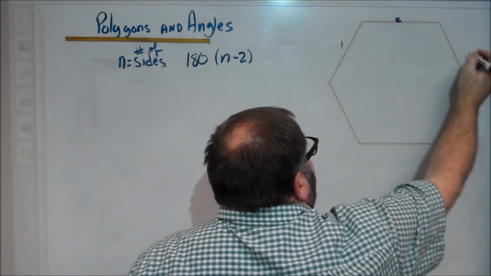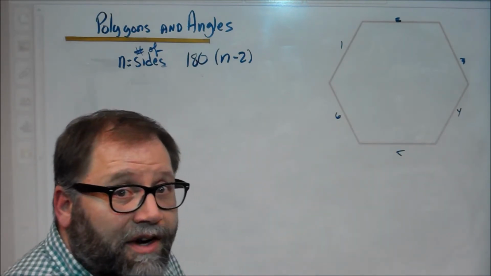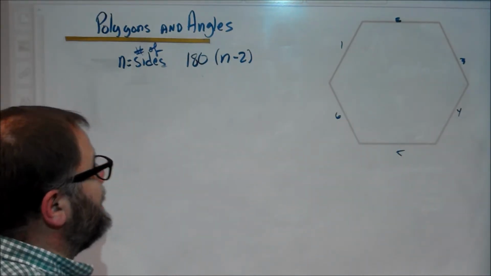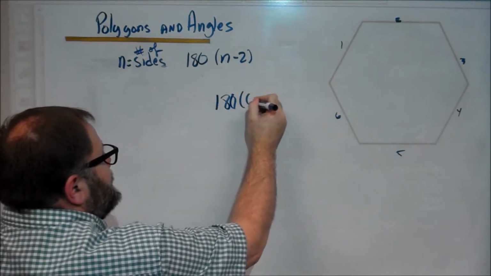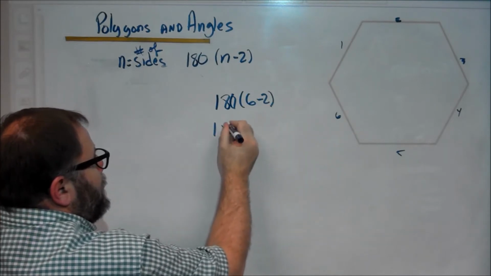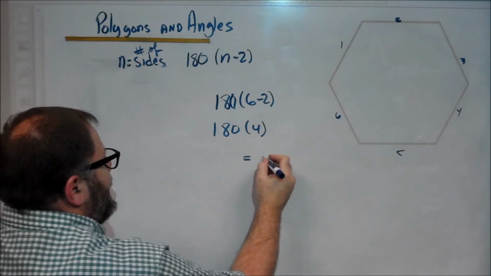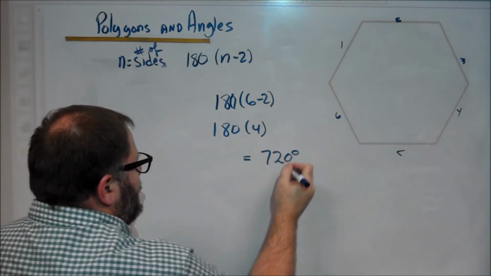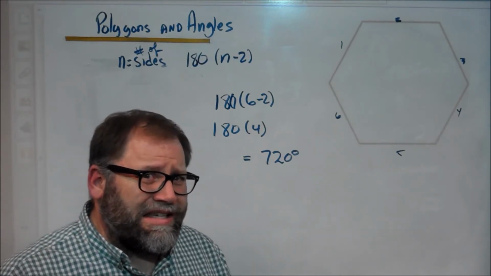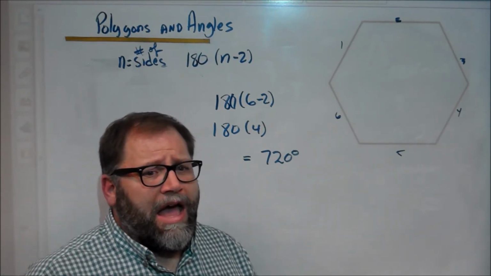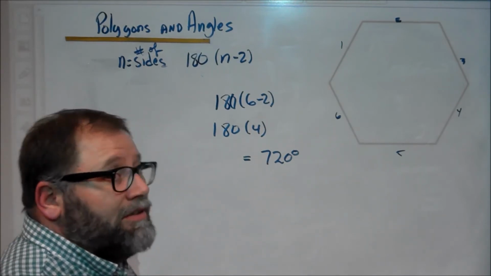For me, it helps to label them so that I can remember where I started. I've got 6 sides there. If I have 6 sides, that becomes my n. So I've got 180 times 6 minus 2, 180 times 4. This polygon has 720 degrees of angles. It's 6 sides. 6 sides is a hexagon, Mrs. Benoit says. Hexagon. That was it.